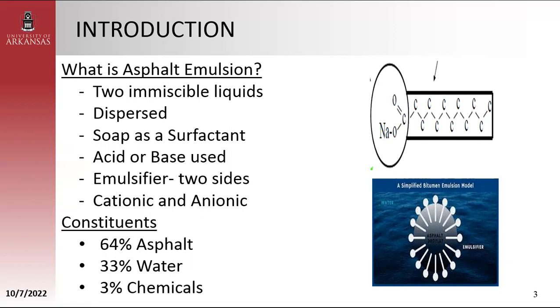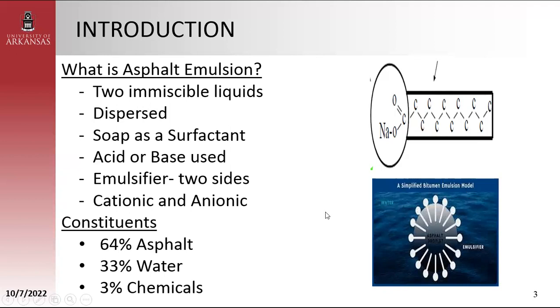There are two sides of an asphalt emulsifier: one is the head part and another one is the tail part. The head part is water loving, and the tail part is oil loving. As we can see from this picture, the head part is attached to the water and the tail part is attached to the asphalt, which is oil. So this separates the water and asphalt droplets. The emulsifier ensures that water and asphalt droplets will not mix with each other.